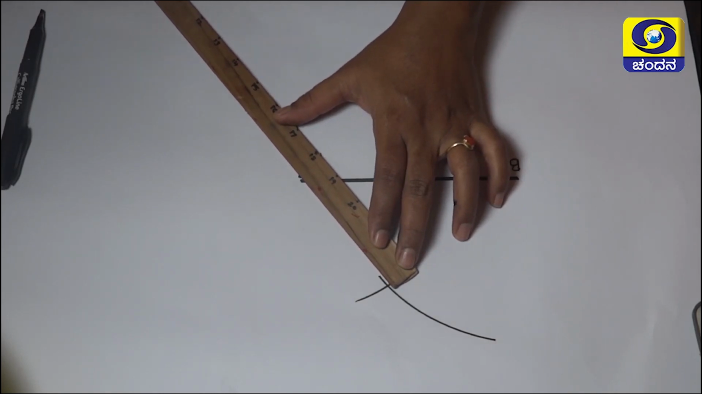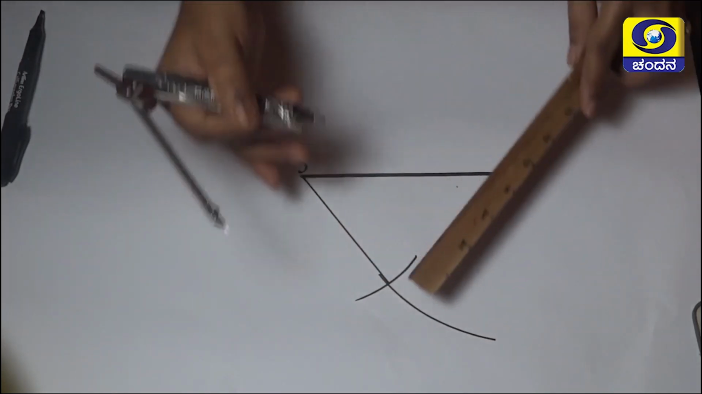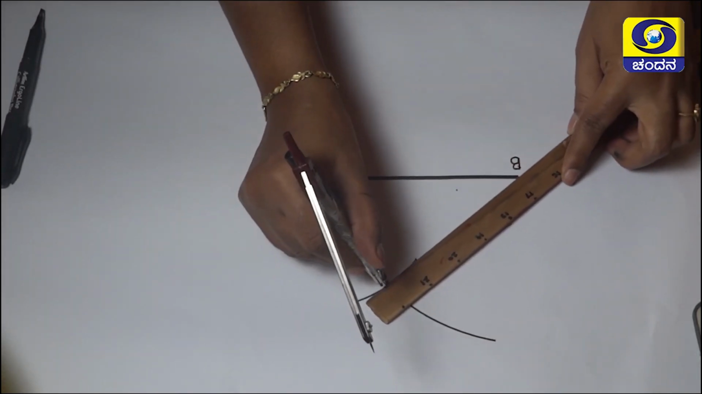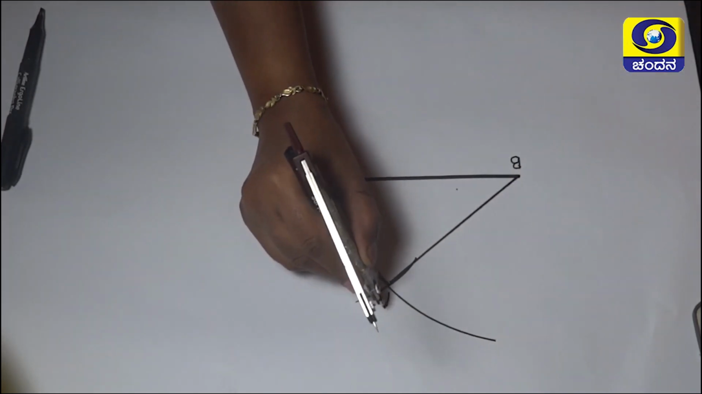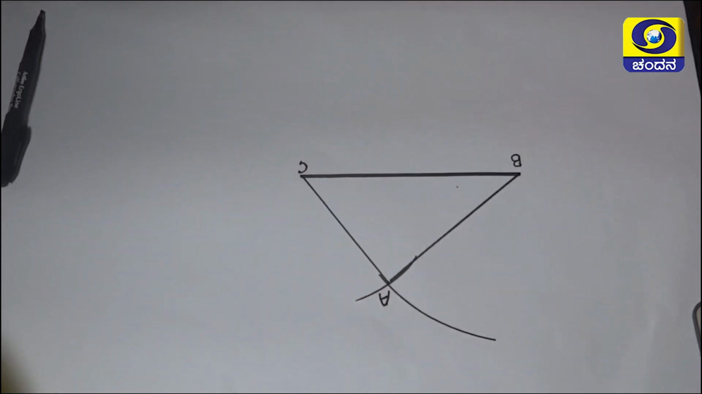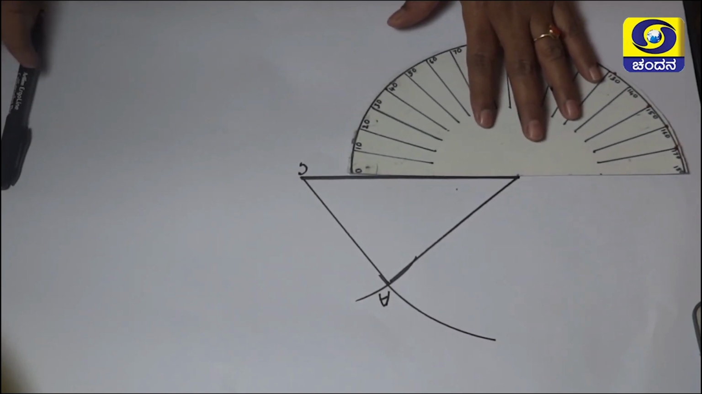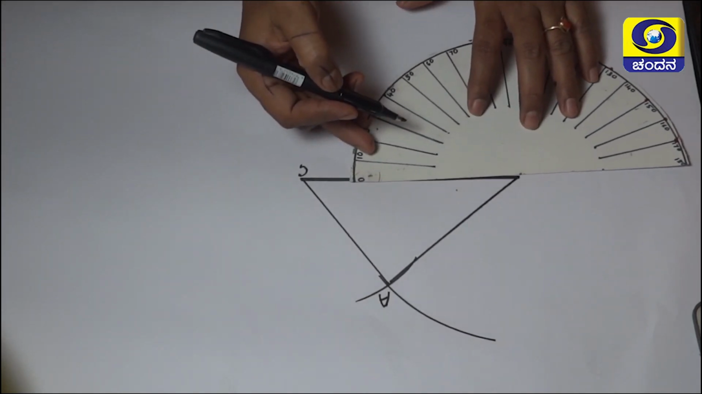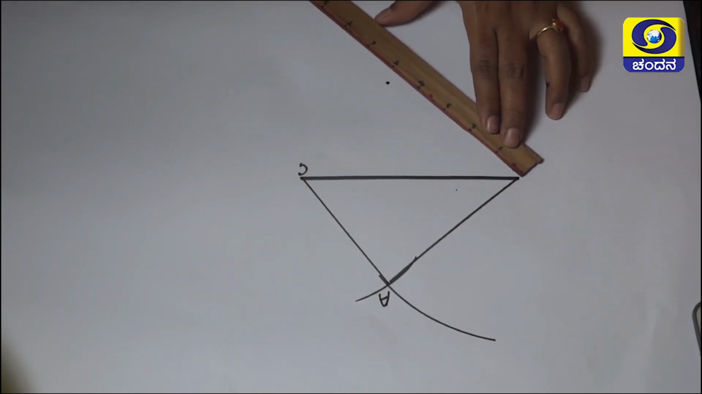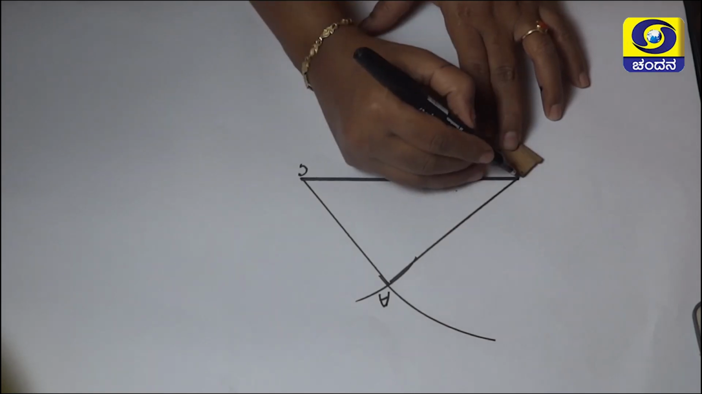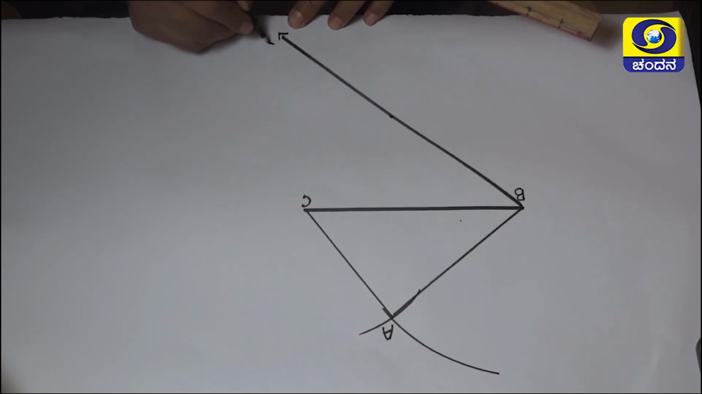Now we have to join that point to end point and starting point of the line segment BC. This will result in a triangle. Triangle ABC is ready now. Now to create the similar triangle, keep the protractor at point B and mark an angle of 45 degrees. Draw a ray passing through this point. Let us name this ray as BX.